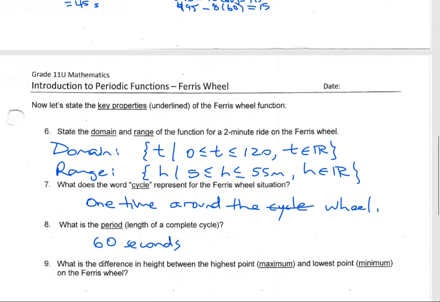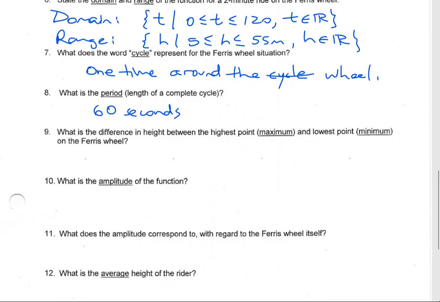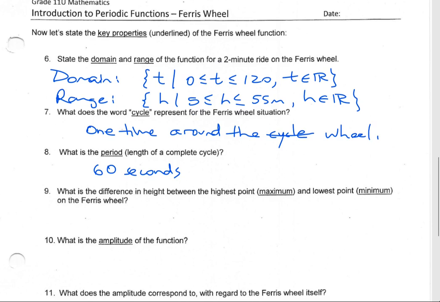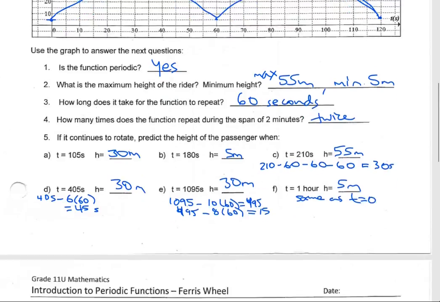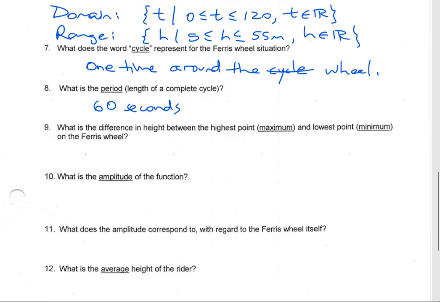What is the difference in height between the highest point and the lowest point of the Ferris wheel? So if we look at the highest point, it's 55 meters. The lowest point is 5 meters. So what's the difference in height? So that's 55 meters minus 5 meters, which is 50 meters.